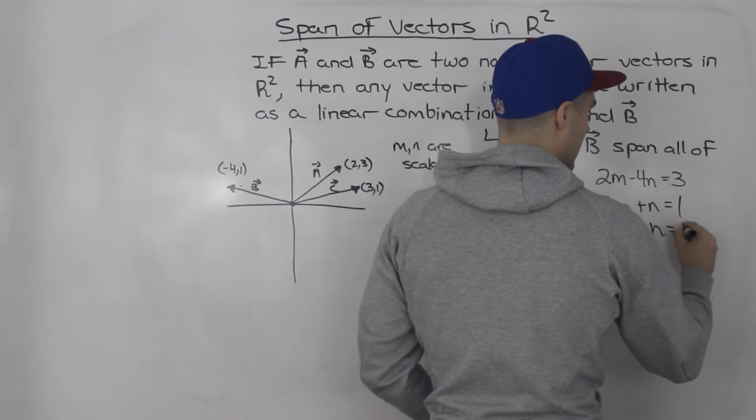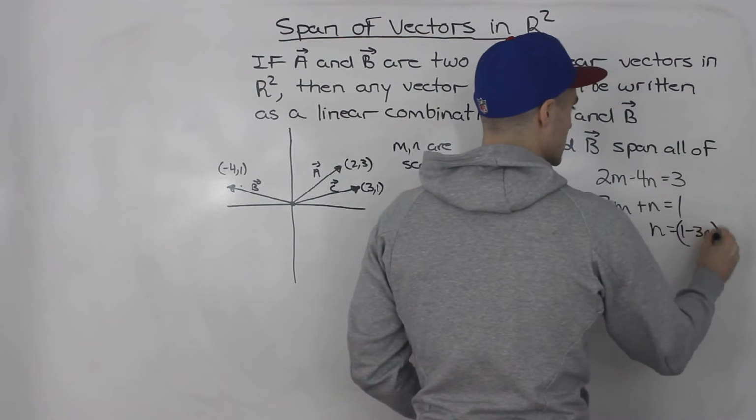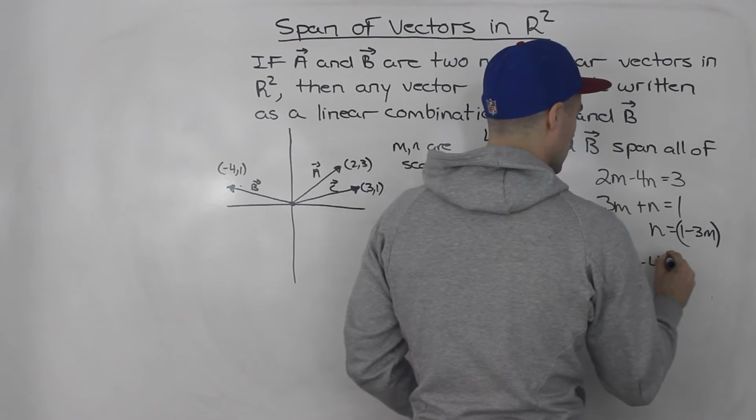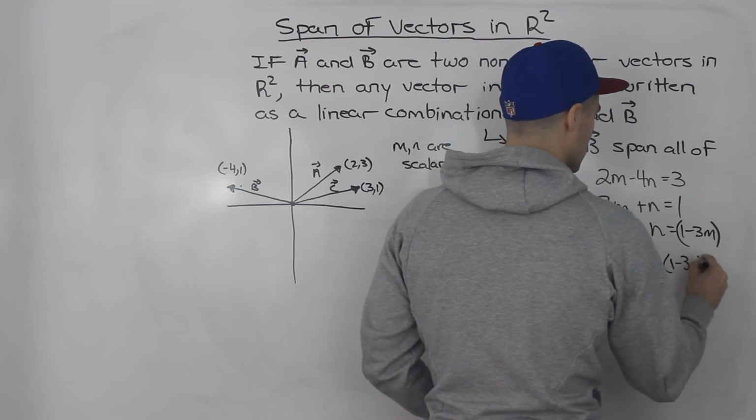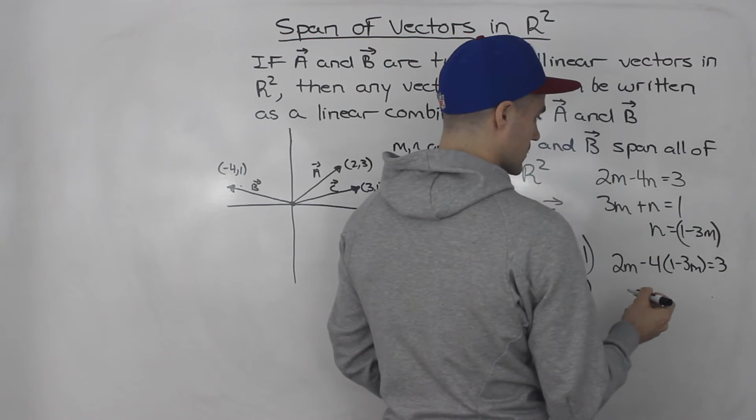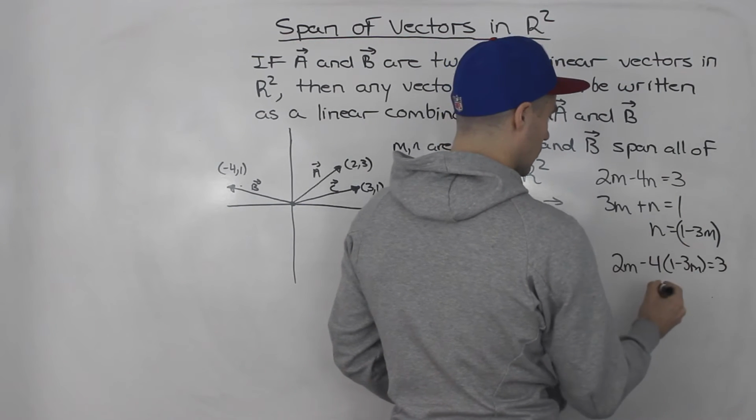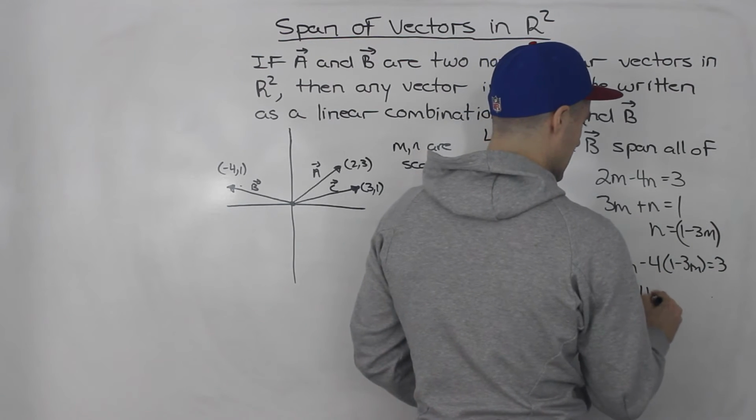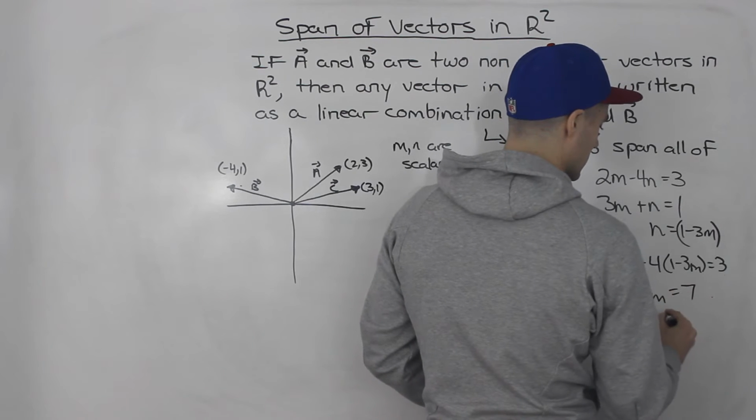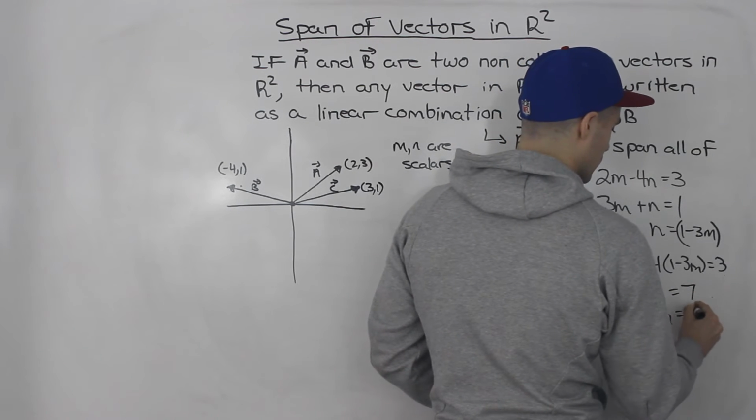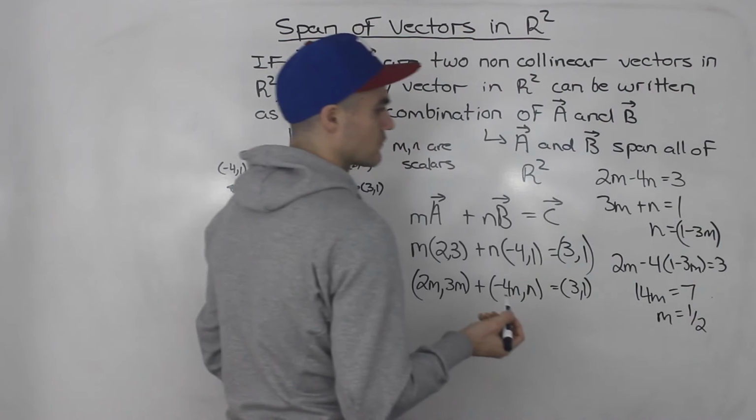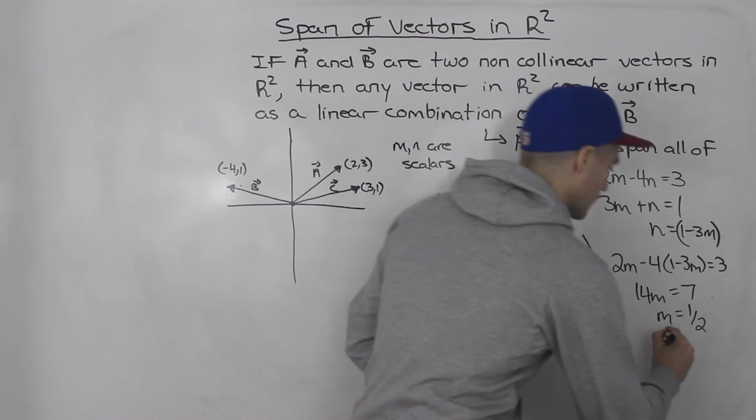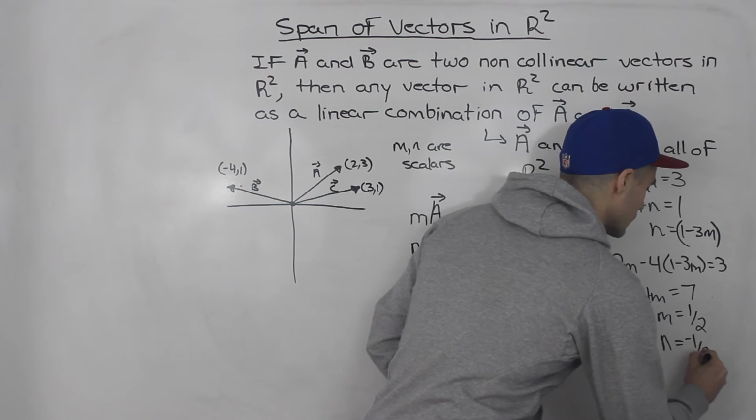So if we isolate for this n, and then sub in this for that n right there, we'll have 2m minus 4 bracket 1 minus 3m equals 3. So what will happen here? This would go over to the other side, and this would be 14m, and then we would have 7. So m would be 7 over 14, which would be positive 1/2. And if we plug in this m value here, we would get an n value of negative 1/2.